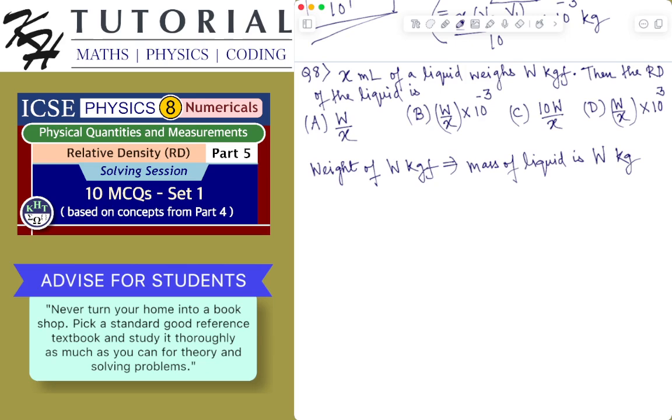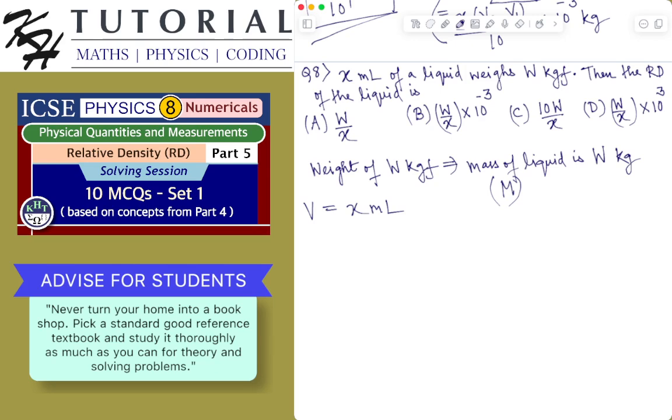Let's say the mass is denoted with M. Volume of the liquid is given to be x ml. Now, since we know the mass of the liquid in kilogram, let's find the volume in meter cube.